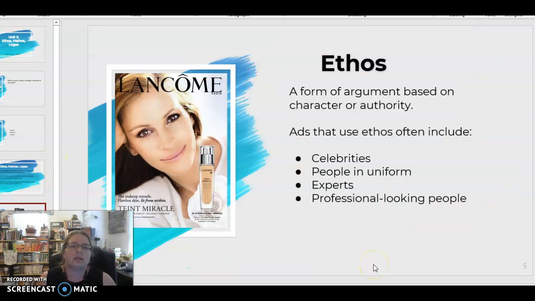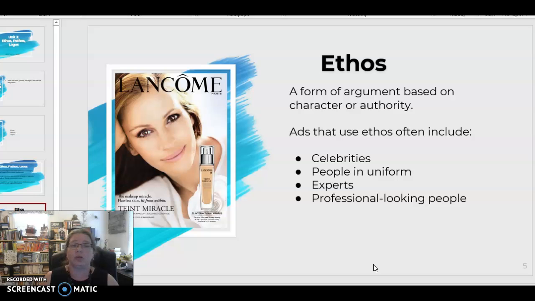So ethos is a persuasive argument that is based on character or authority. So ads that use ethos or arguments that use ethos rely on someone's credibility or reputation. Often advertisements use celebrities because we trust that Julia Roberts knows something valuable about makeup. So we trust her to be an expert.